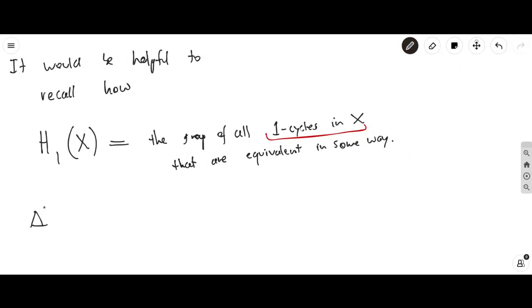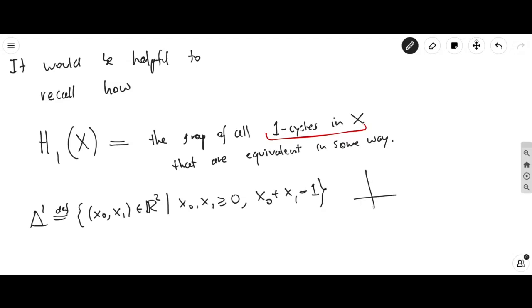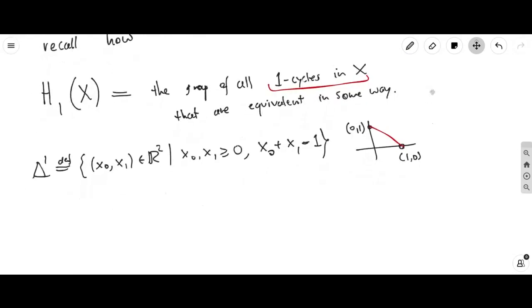You define delta 1, by definition. We start our indexing at 0. These are going to be points in R^2 so that the coordinates are non-negative and the coordinates add up to 1. Of course, this is homeomorphic to the interval from 0 to 1, but for notational purposes, as we saw, it's convenient to draw it like that instead. That's called the one-dimensional simplex. And if you talk about n-dimensional cycles, this would just be an n-dimensional simplex. It's just harder to draw.